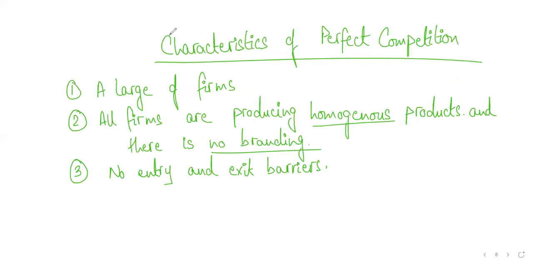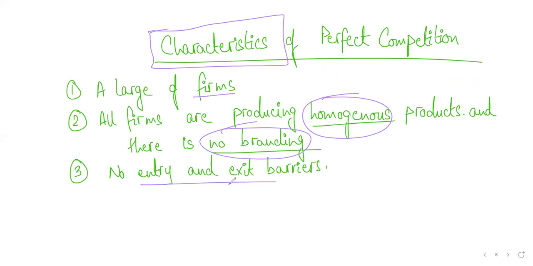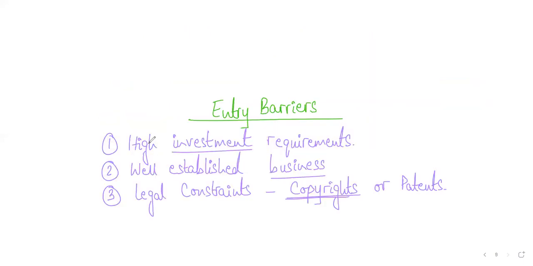Then we started off with the discussion of the characteristics of perfect competition. We said there are a large number of firms, they're producing homogeneous products, and there's no branding. And then the last part that we were discussing, but could not complete, is entry barrier. What is entry barrier? Anything that makes it difficult for new firms to enter. High investment requirement could be an entry barrier. Well-established businesses could be an entry barrier, or legal constraints in terms of copyrights or patents can be an entry barrier.